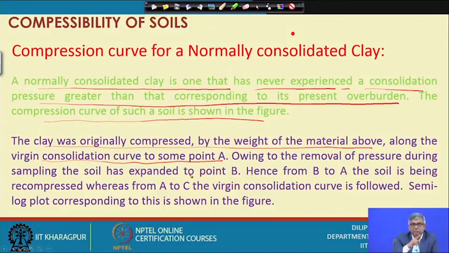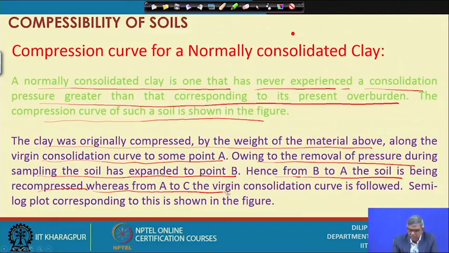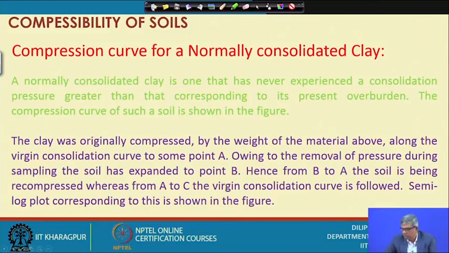So, the point I have shown from the vertical axis up to A is that point. Owing to the removal of the pressure during sampling, the soil has expanded to a point B, that I have shown. Hence, from B to A the soil is being recompressed, that is recompression, whereas from A to C is the virgin consolidation curve. So, the semi-log plot corresponding to this is shown in the figure. I will show you that once again.